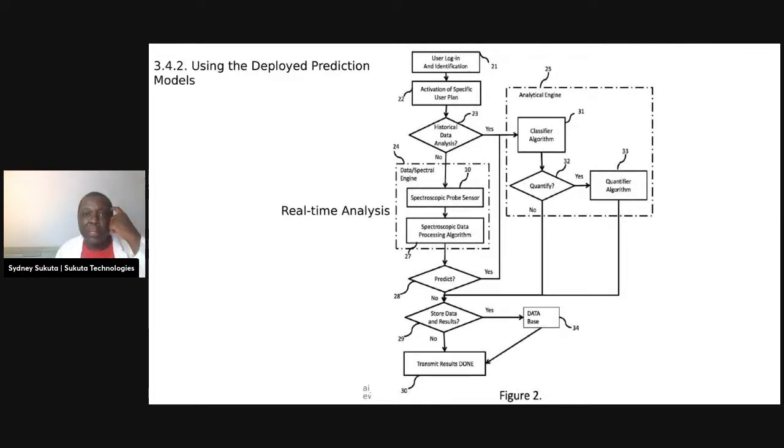Here also, let's look at what happens inside our prediction models. As a user, the first thing you want to do is identify who you are, and then what you want to measure. Then you have an option to have data stored if you want to look at trends over, maybe, 6 months, what's changing here. Or you can just go down here to real-time analysis, where again, we probe the sample using the spectrometer, as I explained already.